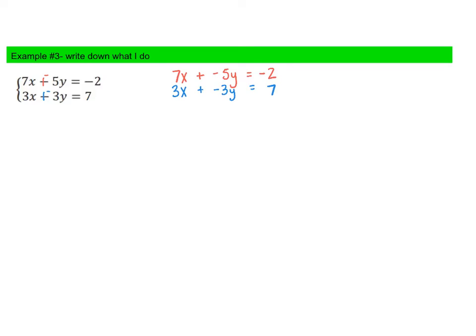And now I'm going to decide which one of these variables I want to eliminate. Well, I'm going to look at my x's and see, what's the least common multiple of 7 and 3? 3, 6, 9, 12, 15, 18, 21. That's the least common multiple. Okay, well, let's look at these. What's the least common multiple of a 5 and a 3? 3, 6, 9, 12, 15. So which one's going to be easier, smaller to change to? Probably this one right here. So I'm going to have to manipulate both of these equations so that these two numbers become 15s.